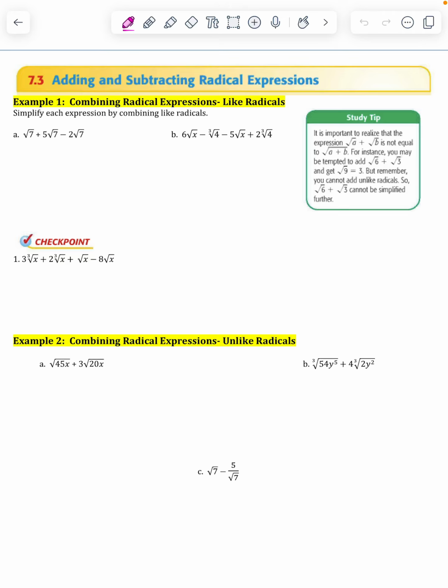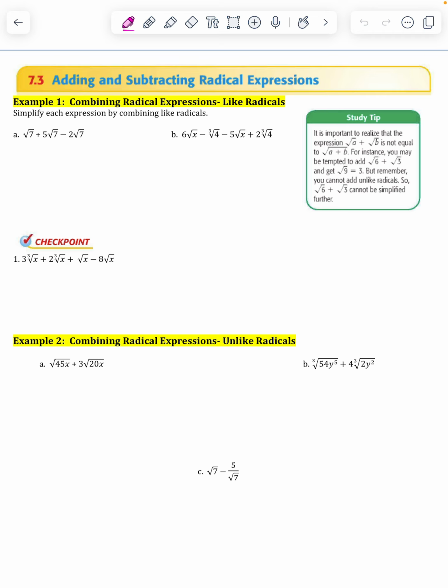In this section, we are going to be adding and subtracting radical expressions, and just like when we add or subtract in math, everything needs to be considered like terms in order for you to be able to combine them together. And in square roots and cube roots, in like radical expressions, we need the roots to be the same and the radicands to be the same.